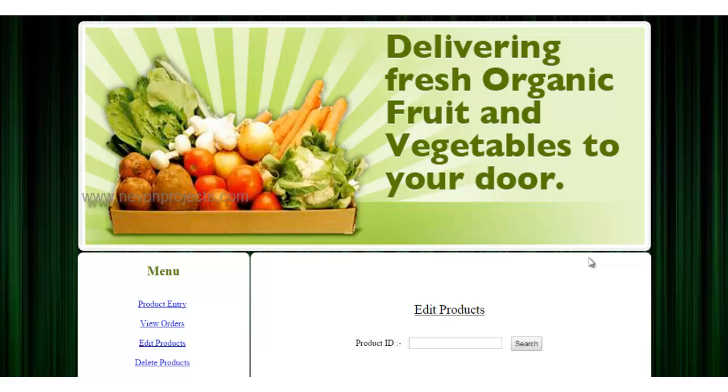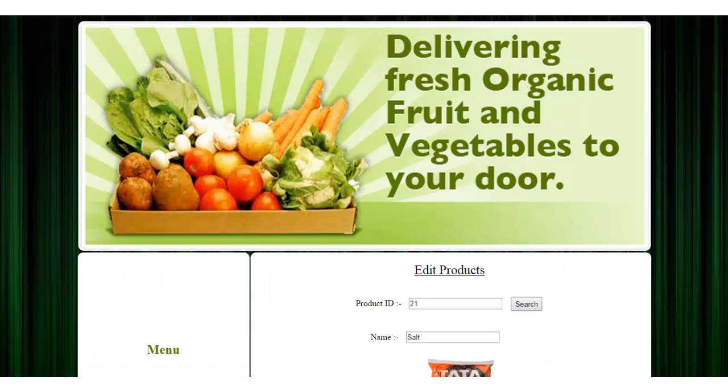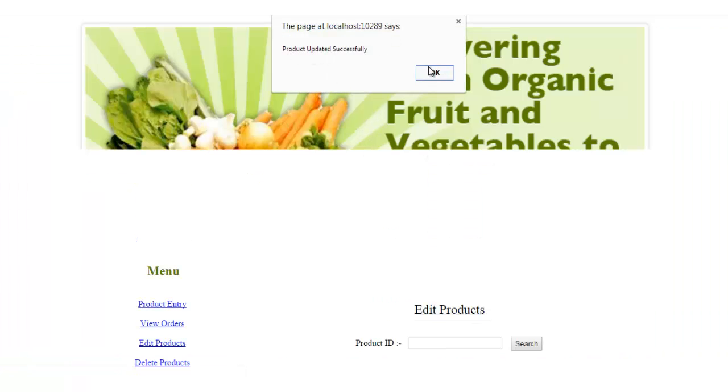This is the edit products page. The admin can edit details of products as desired. He just needs to enter the product ID here and click search. Now the product is available here. He can edit the details from here, and the details get edited appropriately.